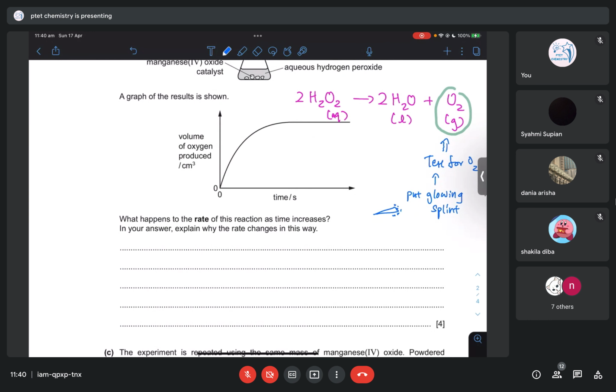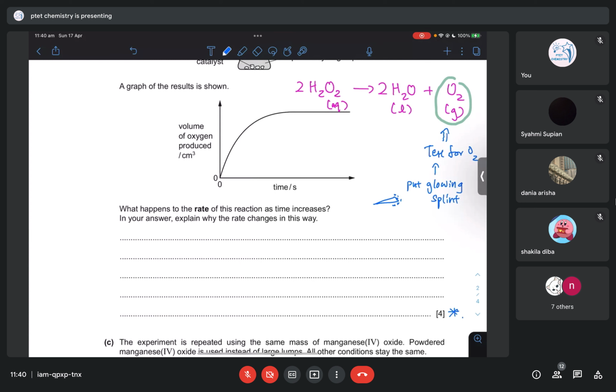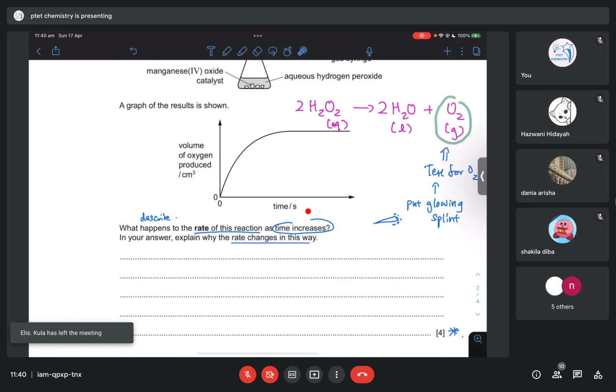So in this question, this is 4 marks. They're asking you what happens to the rate of these reactions as time increases. This is about describe. And you need to talk about why the rate changes in this way. This graph is not a rate, but they ask you on the rate. So the first thing you must do is, rate is the change in the volume.